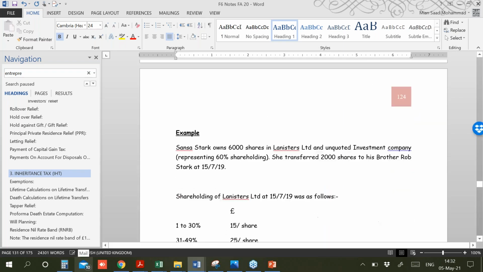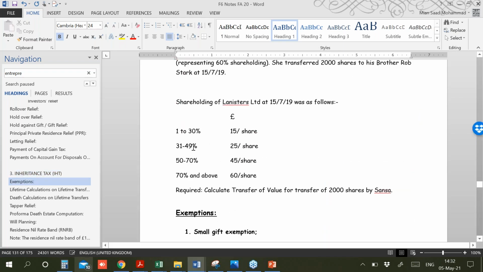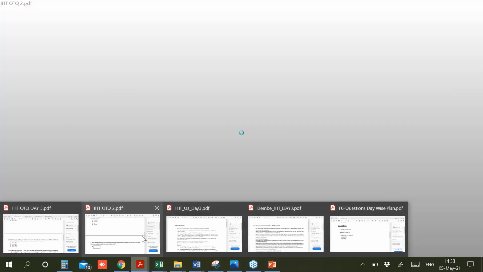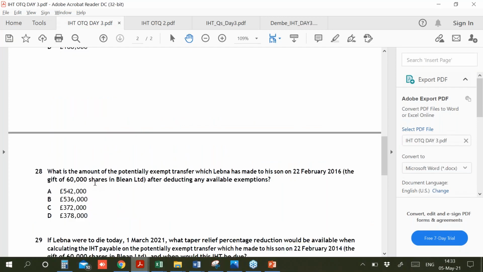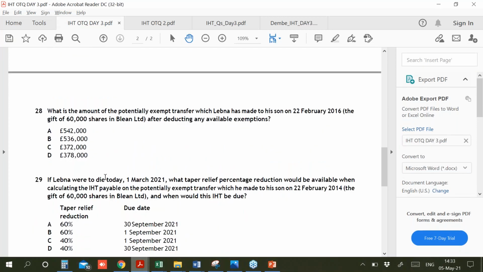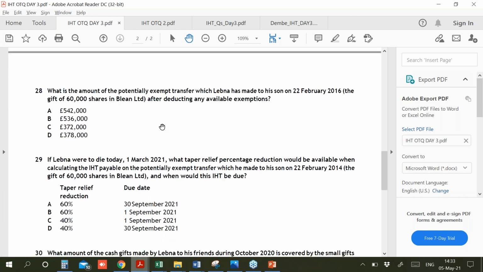You have to do the same with shares. For shares, you have to take the total wealth before the transfer, whatever amount of holding he or she has before and after the transfer, and whatever the decline in the wealth is, that will be taken as the transfer value. Now I'll go back to the question. Do remember this concept, it will help us to answer MCQ number 28.